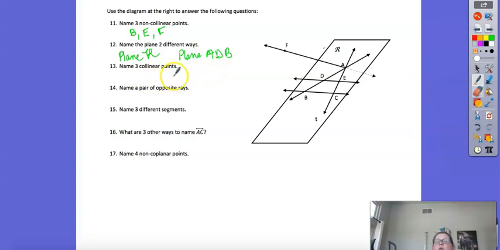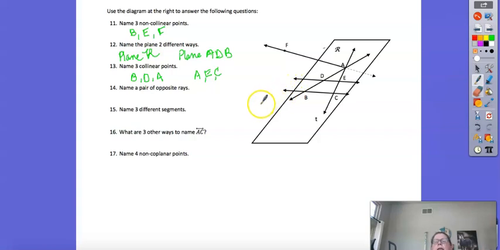Okay, if I want 3 collinear points, they all have to live on the same line. Well, B, D, and A all live on the same line. You could have also put A, E, and C, and I'm going to put commas between them. They all live on the same line. Okay? I'm trying to think if there's any other possibilities. You could not, if you did E and D, you don't have a 3rd point. If you picked C and B, you don't have a 3rd point.